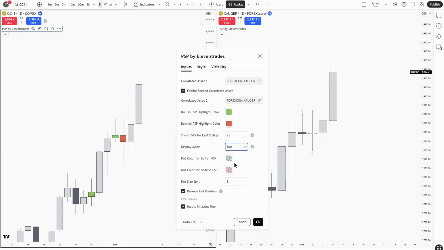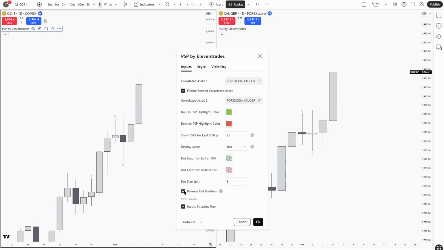Now we will make it back to the dot, and here we have show PSPs for the last X days. So you can set it to 25 if you are on the daily chart. You can set it to 1 day, which will filter the PSPs within that 24 hours. You can set it to 2 days, which will filter the PSPs within the last 2 days. So this is for showing the PSP in the last X days, and this is the size of that dot. You can set it to 12 or 15 or something. It will make it bigger.